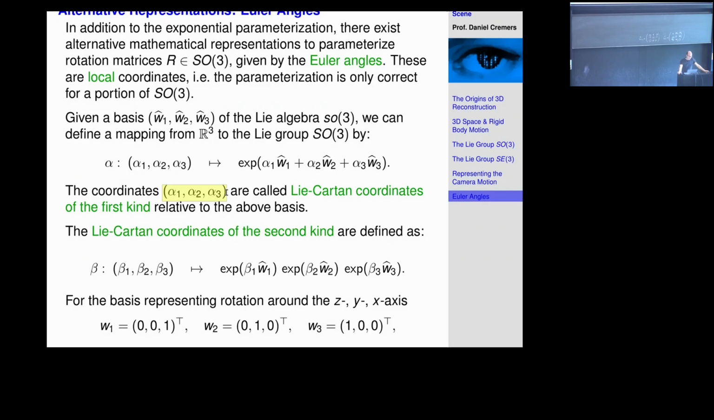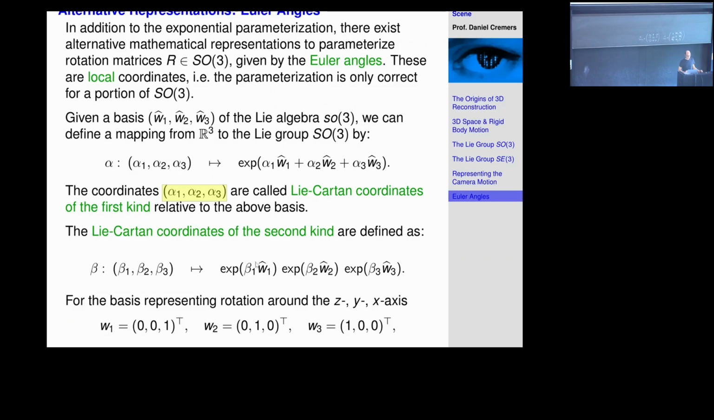And this parameterization of your Lie algebra, and hence the group, is called the Lie-Cartan coordinates of the first kind, relative to the above bases, right? And now that indicates there is a second kind, and indeed these are the Lie-Cartan coordinates of the second kind, and they're slightly different. At a first glance looks almost the same, but they're not quite the same.